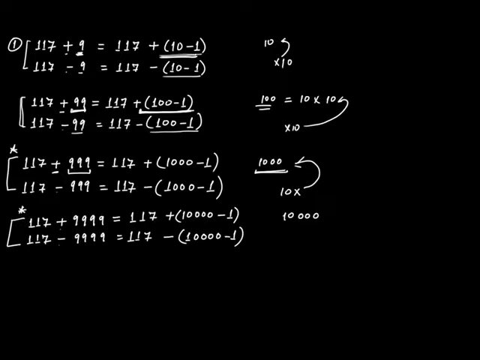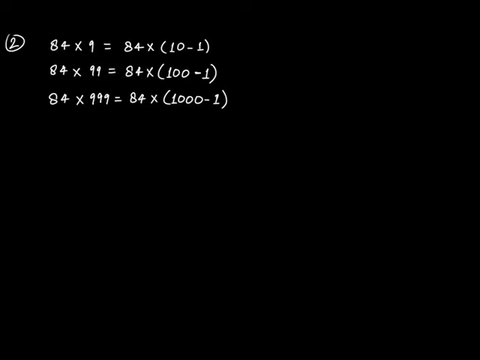Okay, now let's look at another example, and here it is 84 multiplied by 9. We can write it as 84 multiplied by 10 minus 1. Here you have 84 multiplied by 99. This could be written as 84 multiplied by 100 minus 1, since you can write 99 as 100 minus 1. Then 84 multiplied by 999, and you can write 999 as 1000 minus 1.